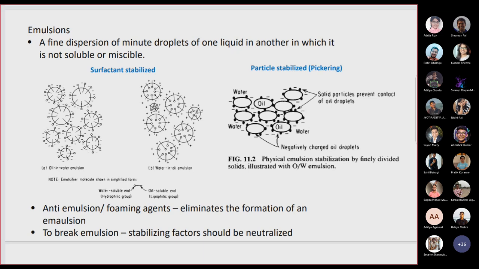That is called an emulsion. If it is miscible, you will not have fine droplets. It will be a complete solution. If it is immiscible, and it is in fine droplets, then that is called an emulsion.